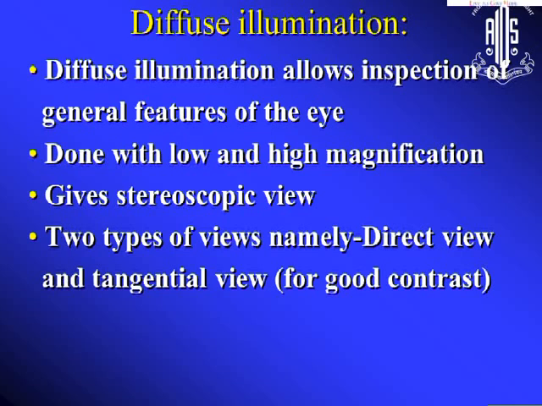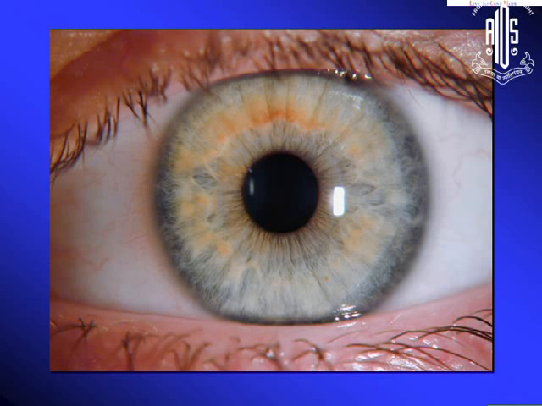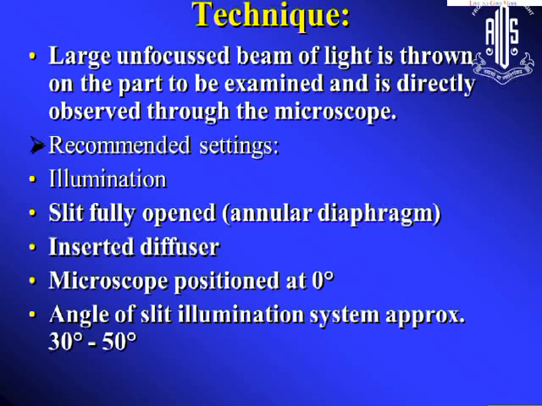Now diffuse illumination is probably the least utilized on the slit lamp. In this, diffuse light is thrown on the patient's eye. This gives you general information, but it gives you a stereoscopic view because you are seeing it through a microscope. There are two types of view, direct and tangential. Usually we simply throw a torch and examine, but it can be done on the slit lamp also. For this, the technique is that a large unfocused beam of light is thrown on the part of the eye that you are going to examine.